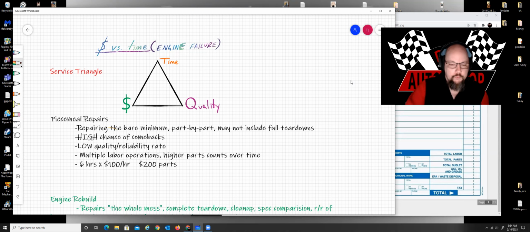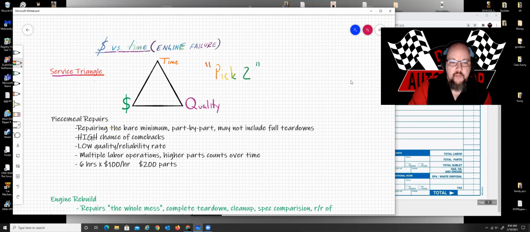So here we go. The first thing I want you to consider is this thing called a service triangle. This service triangle comes into effect in most profit motive businesses where there's a service involved, or something being produced for somebody. You have time, quality, and the cost involved in these things. It's a bit cynical to say this, but more often than not, it's true. The rule is you can pick two of these things, generally speaking.